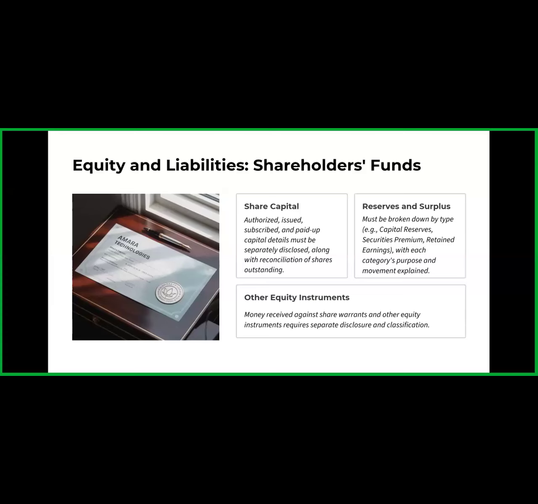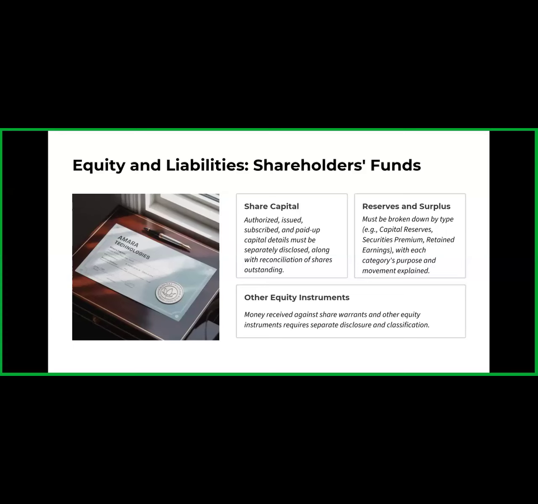The government wants a separate mention of each and every kind of share in the balance sheet. Regarding reserves and surplus, the Companies Act 2015 advises that they must be broken down, for example, into capital reserve, securities premium, and retained earnings, with each category, purpose, and movement explained. So these are the different types of reserves and surplus.